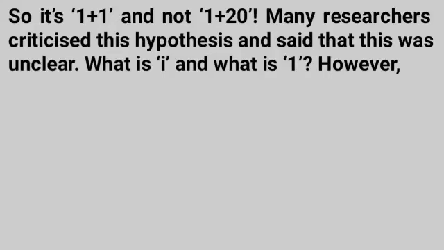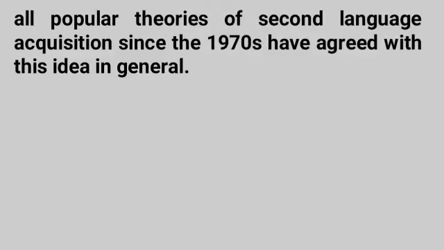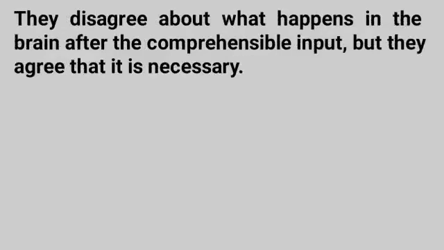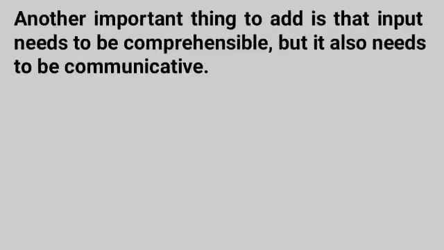What is i and what is 1? However, all popular theories of second language acquisition since the 1970s have agreed with this idea in general. They disagree about what happens in the brain after the comprehensible input, but they agree that it is necessary. Another important thing to add is that input needs to be comprehensible, but it also needs to be communicative.